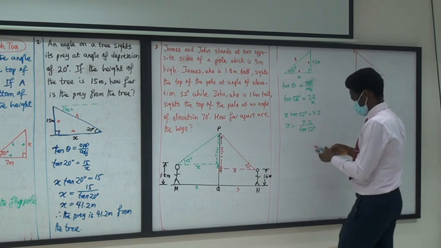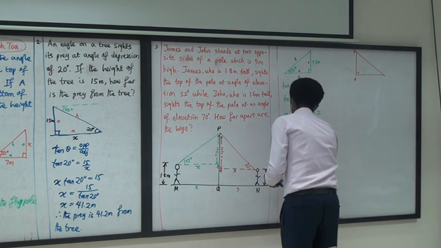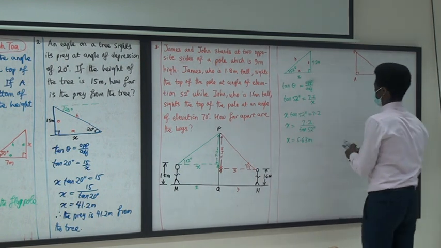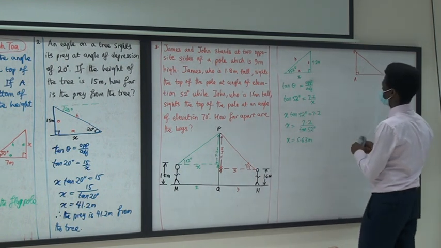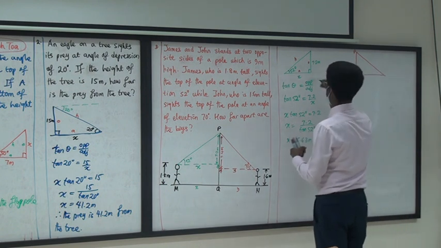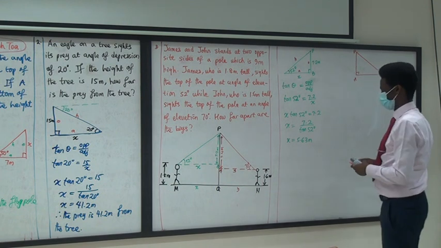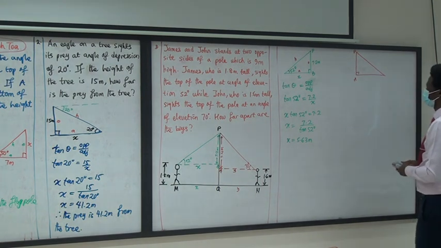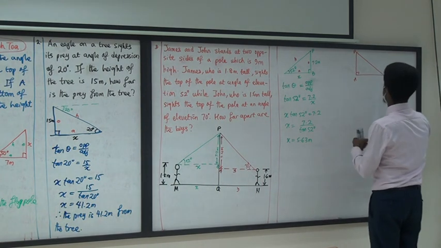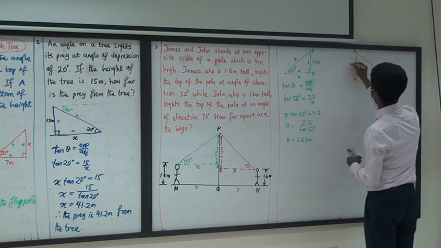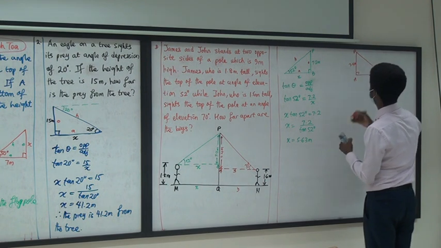So x is 5.63 meters. For the second picture, again, this is B, just so we can connect with the original shape. Okay. So, what do we know? We know this angle is 70 degrees. We know this is 7.4 meters.